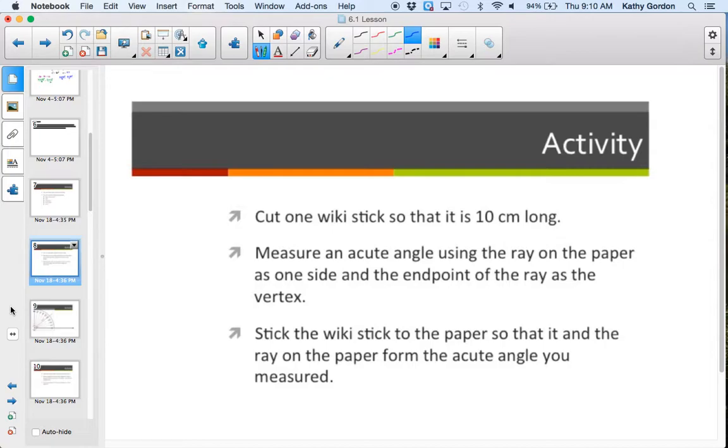Okay, so did you measure so you know how big your acute angle is? You need to write off to the side, or inside the angle itself, what that measurement is, because we're going to need to know that in a minute. Okay, everybody got it?